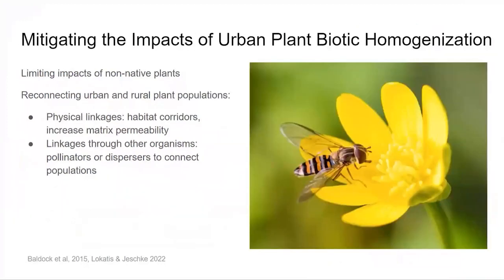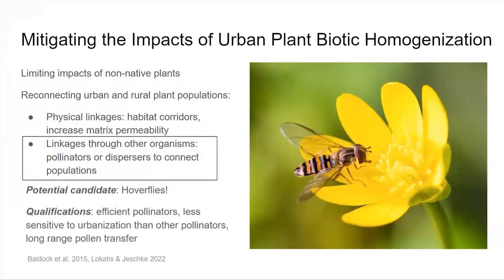So how do we go about mitigating the impacts of urban plant biotic homogenization? First of all, one obvious way to do this is limiting the impacts of non-native plants. This could include not planting non-native plants, as well as trying to control ones that are invasive. And the one that I'm going to focus on specifically is reconnecting urban and rural plant populations. Of course, there are physical habitat corridor linkages, but there are also linkages through dispersers and pollinators, which we will look a little bit at one specifically.